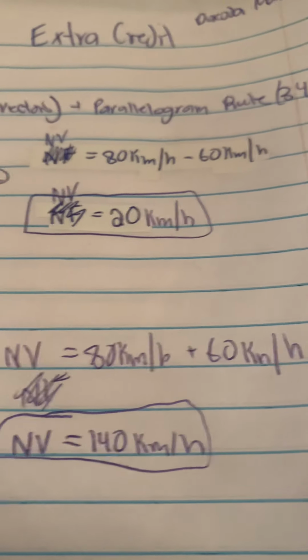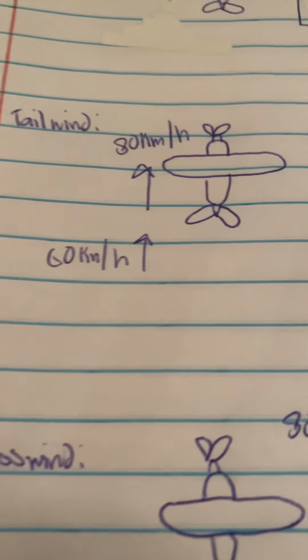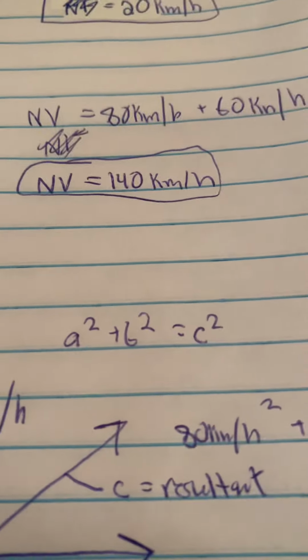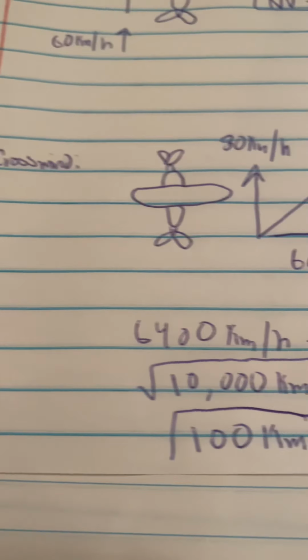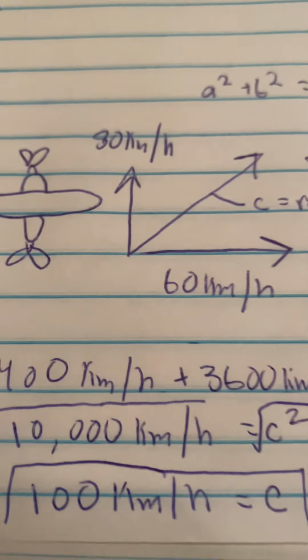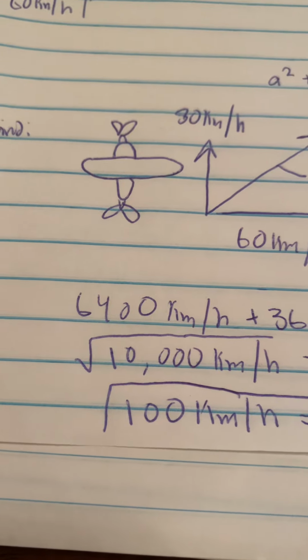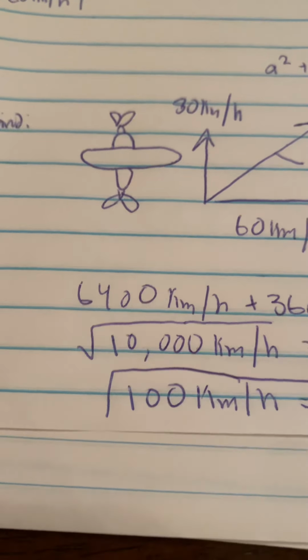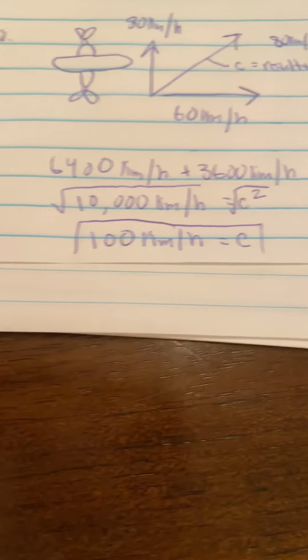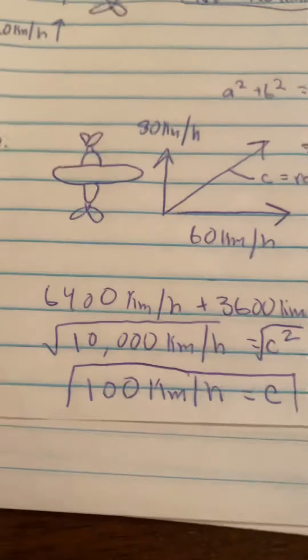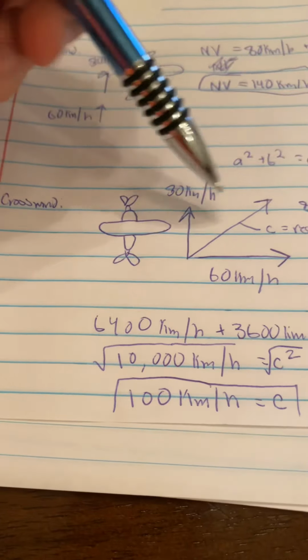There's headwind going in opposite directions, so you subtract. Tailwind going with it, so you add. And crosswind going perpendicular, so you use the 3-4-5 rule or the parallelogram rule. And it should work out to be 100 kilometers an hour as the resultant right here.